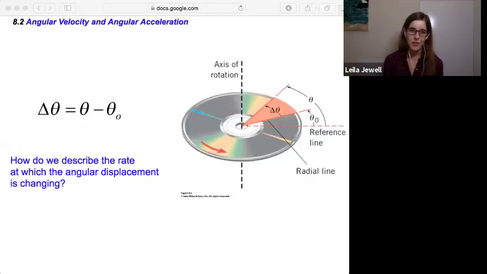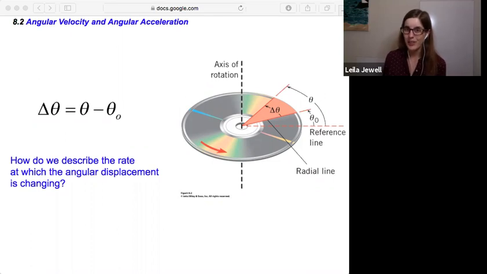Section 8.2, angular velocity and angular acceleration. So as we think about our angular displacement, the delta theta that we have here, we know that the angular position or the angular displacement can be different, right? It can be changing at different rates. So how do we describe the rate at which that angular displacement is changing? Is it moving really slowly, or is it rotating faster?